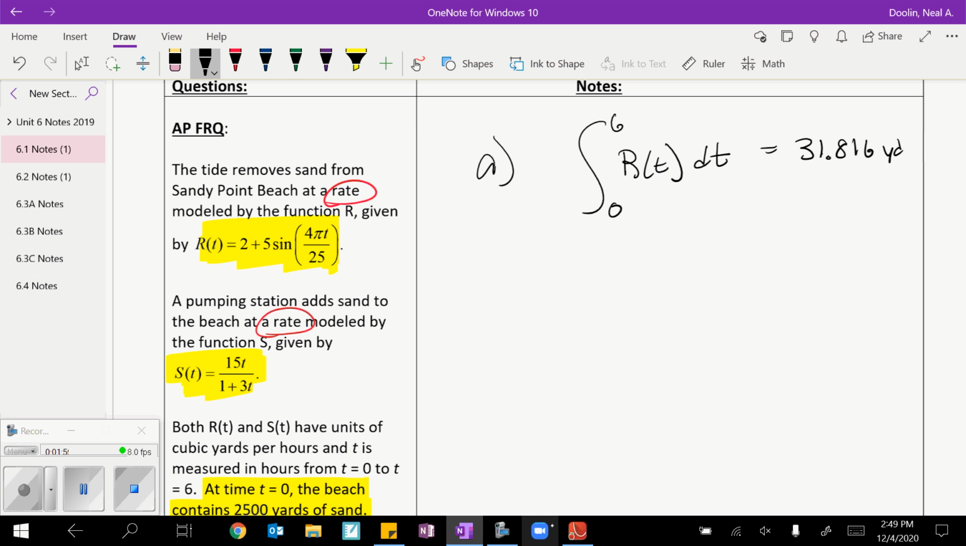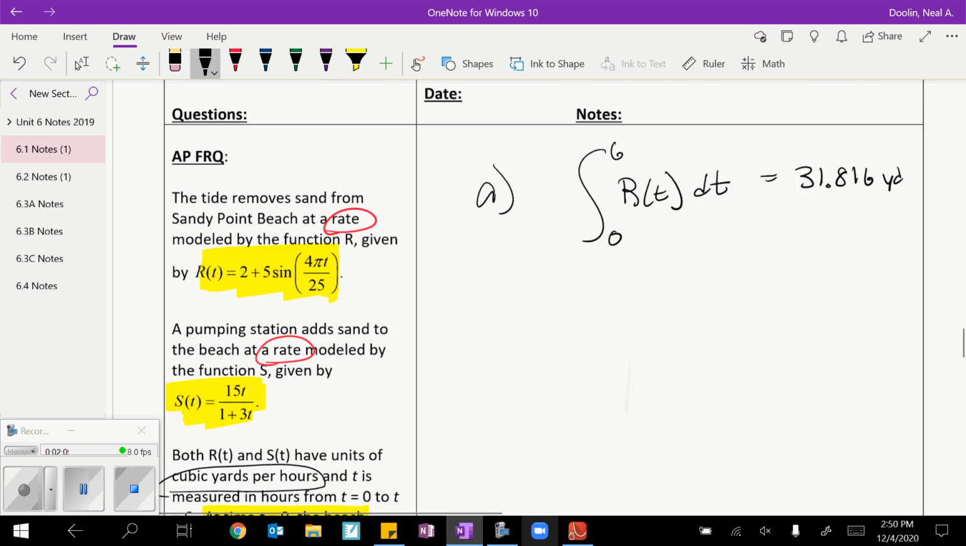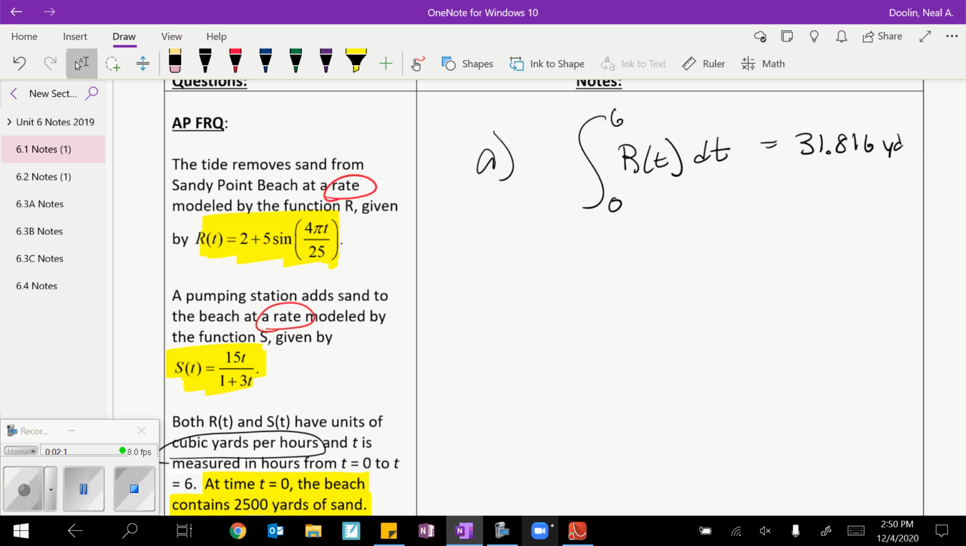Something else we've got to think about is the units of measure. Both rates are cubic yards per hour. But when we're integrating, remember, that would get rid of a factor of time. So I think our answer here is just going to be in cubic yards.